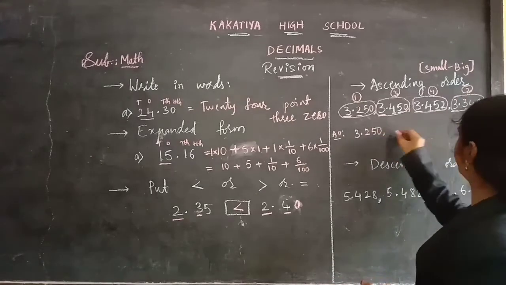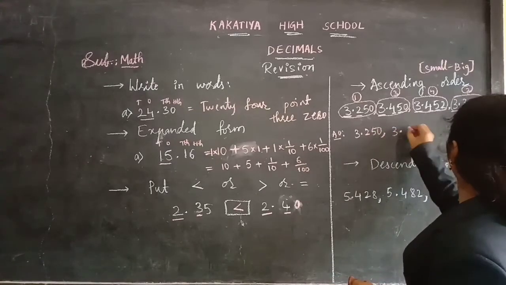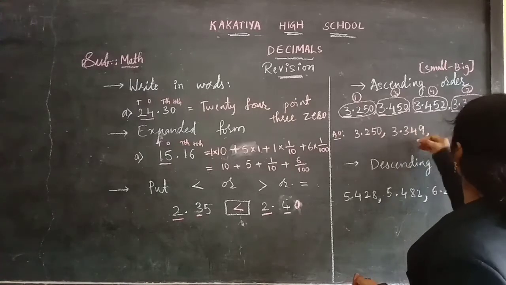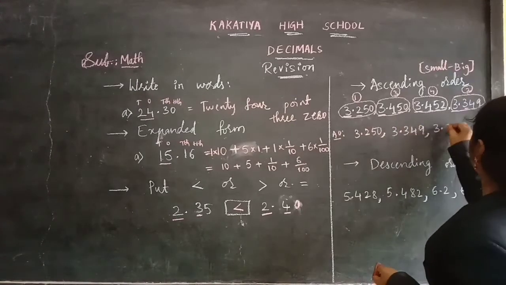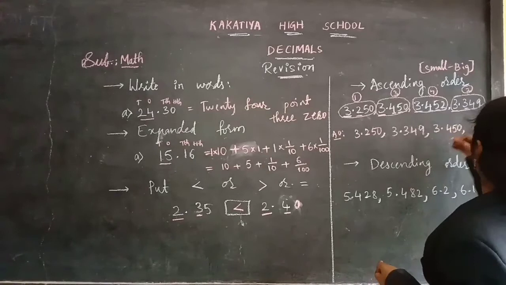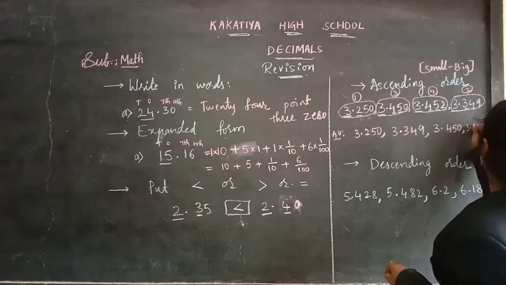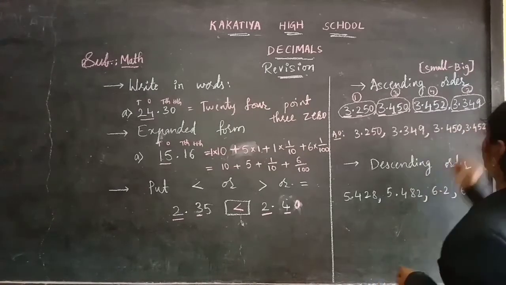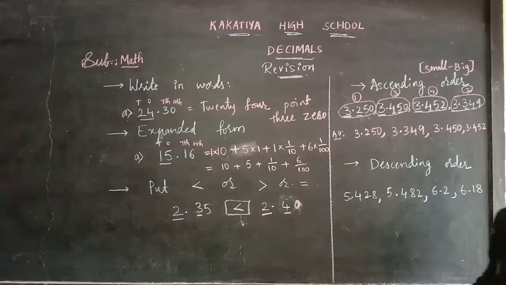3.250 is the first, the second one is 3.349, the third one is 3.450, and the last one is 3.452. This is the ascending order for the given numbers.